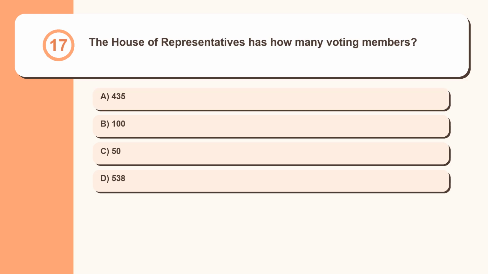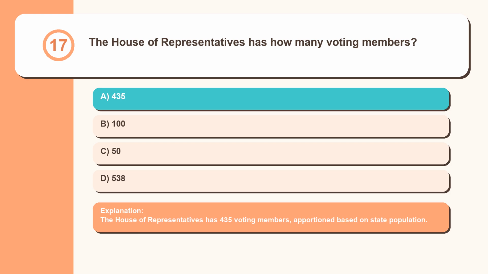Question 17. The House of Representatives has how many voting members? 435, 150, 538. The House of Representatives has 435 voting members, apportioned based on state population.